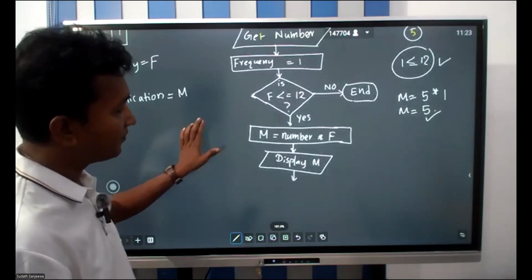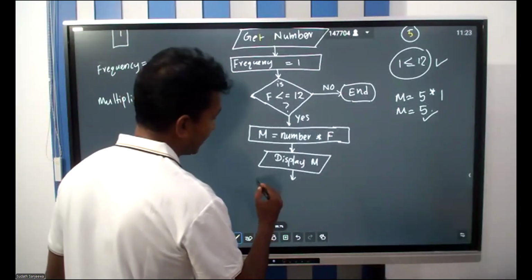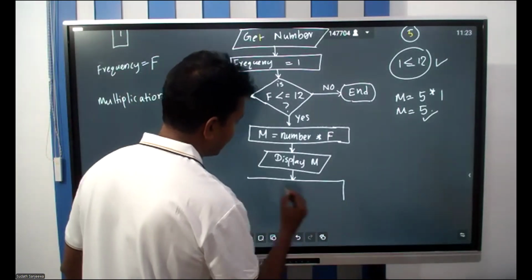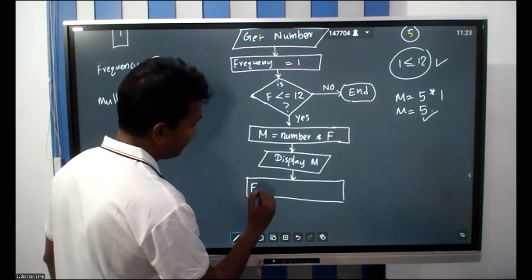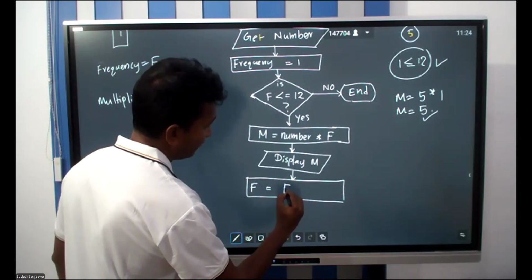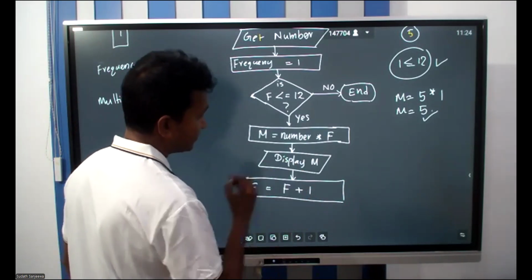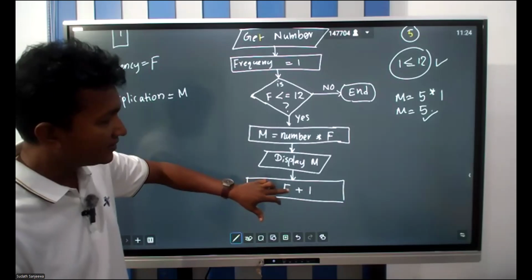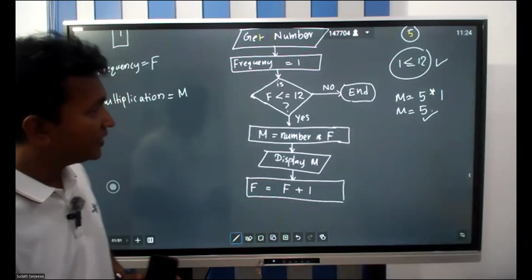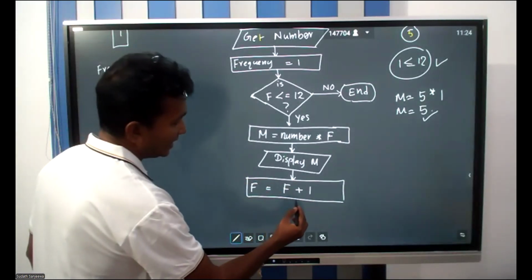Therefore, this is the process: frequency f equals f plus 1. Right? I increase this frequency by 1. Then what do we do?